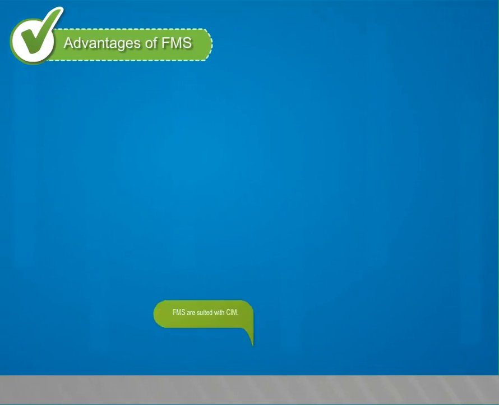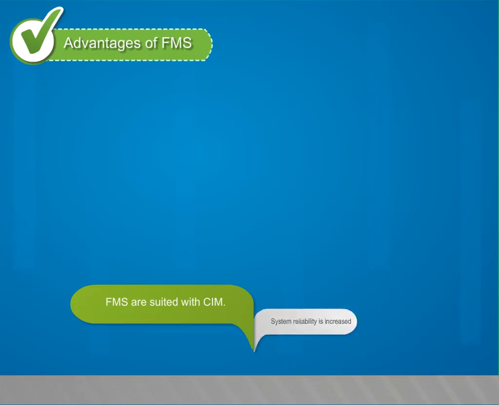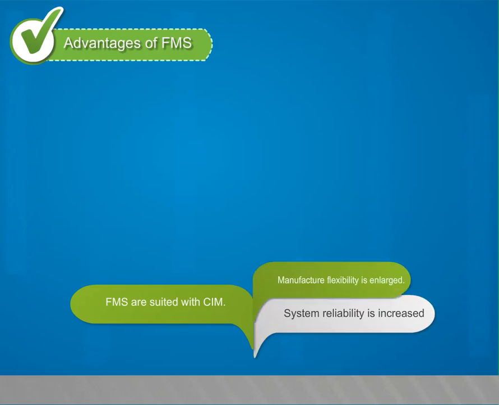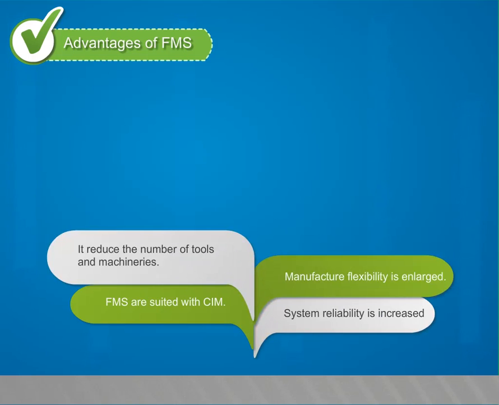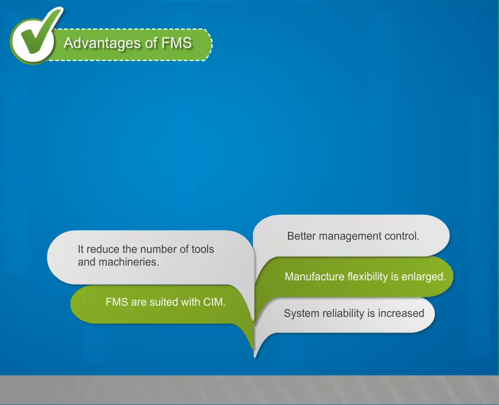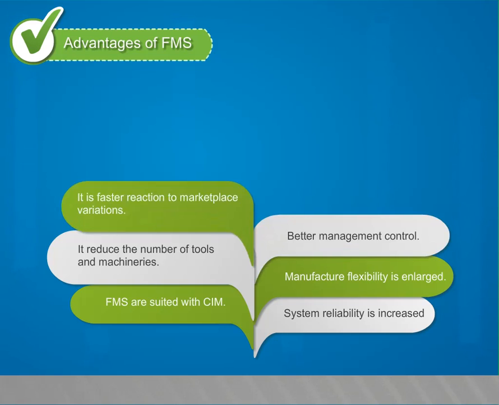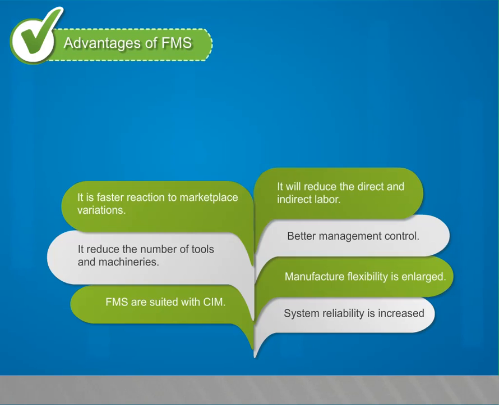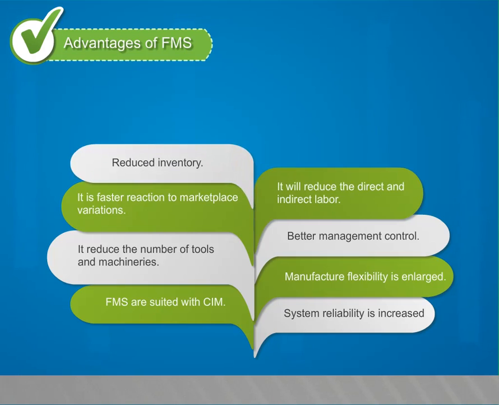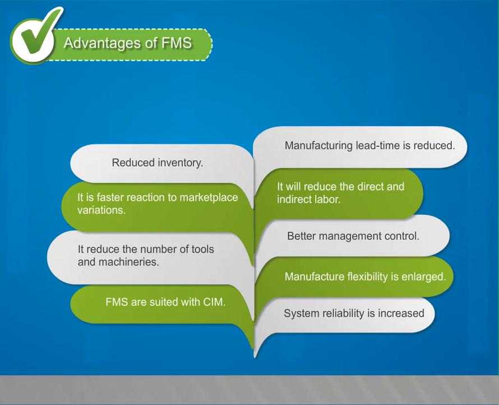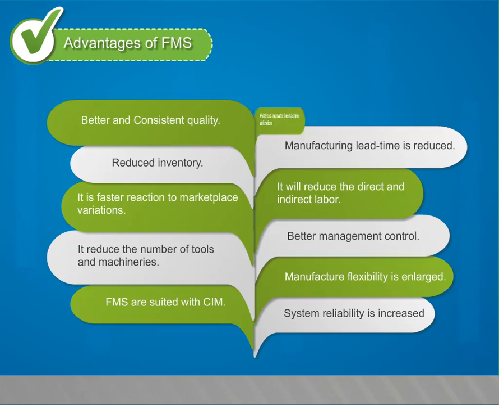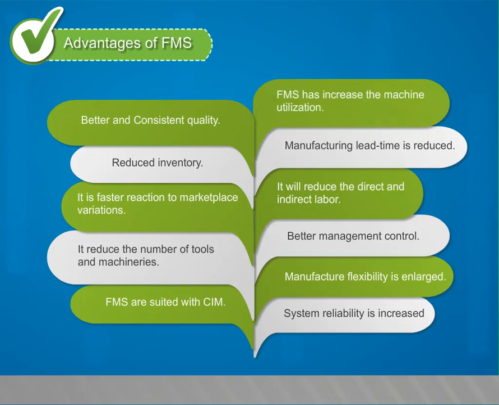Advantages of FMS. FMS is suited with CIM. System reliability is increased. Manufacturing flexibility is enlarged. It reduces the number of tools and machineries. Better management control. It is a faster reaction to marketplace variations. It will reduce the direct and indirect labor. Reduced inventory. Manufacturing lead time is reduced. Better and consistent quality. FMS has increased the machine utilization.